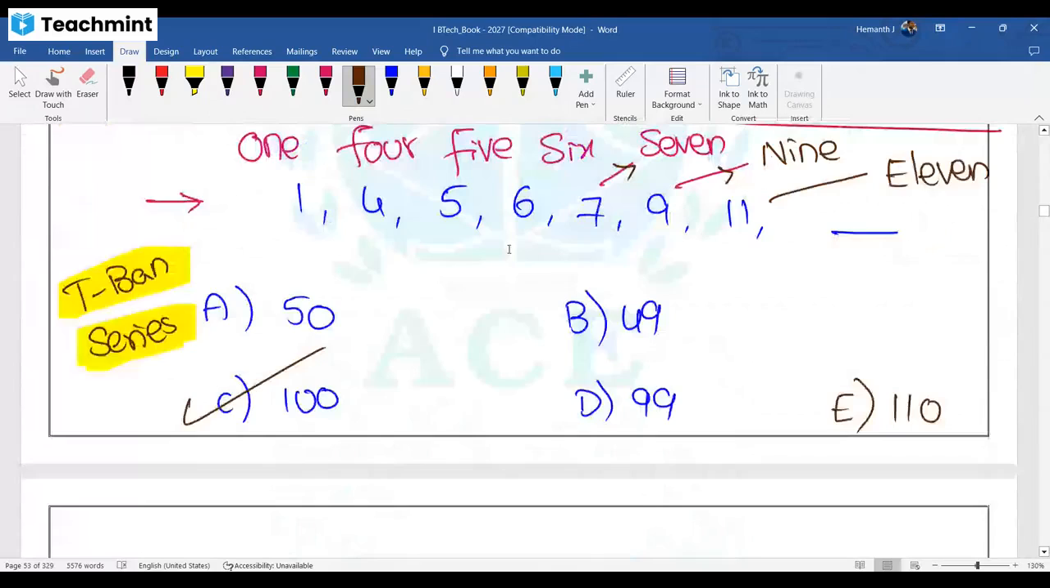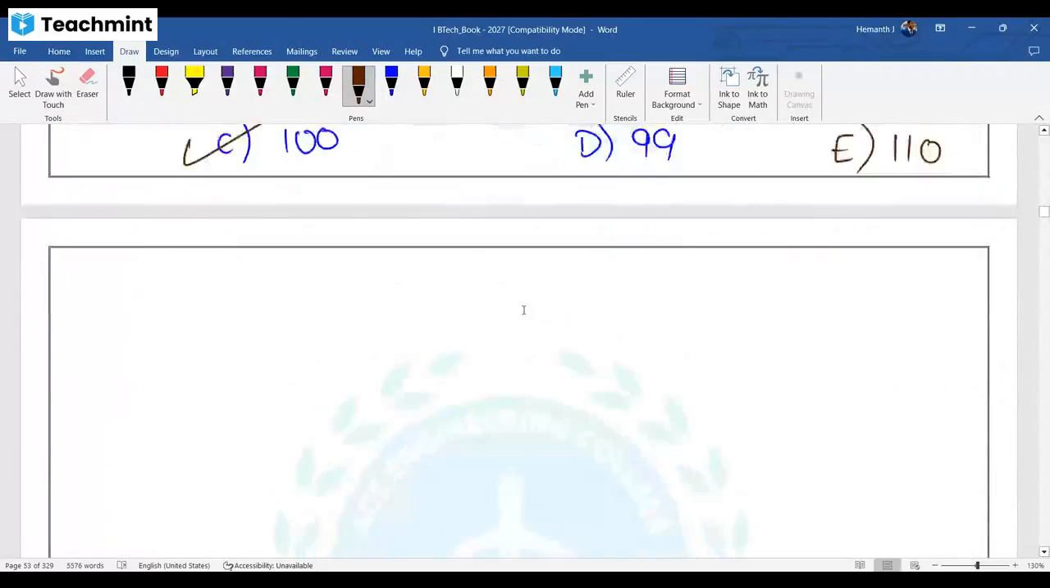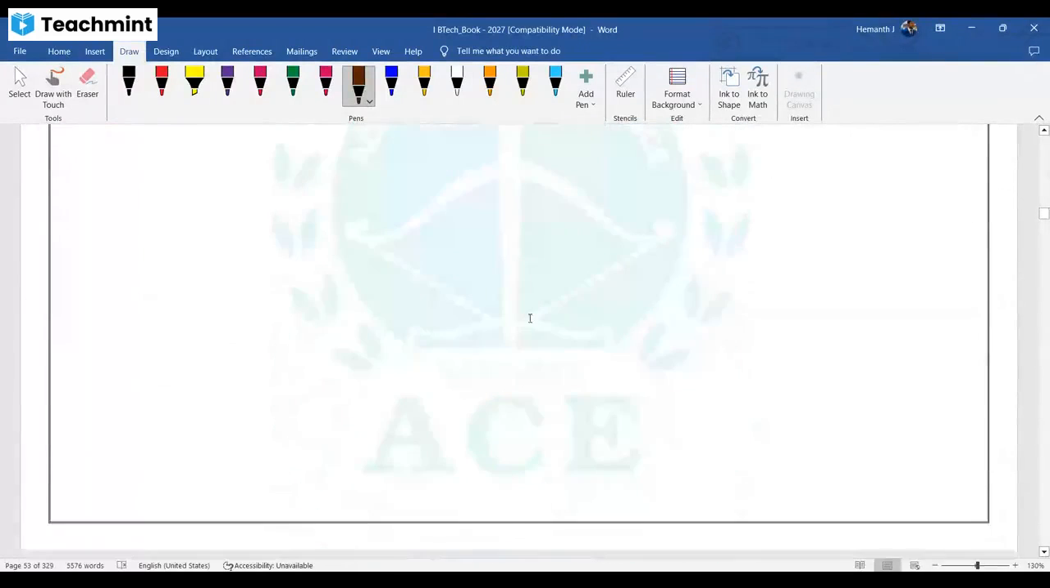T-band series. 100 is the answer. Remaining all having the letter T. From 12 onwards, all are teen. 13, T. T will be there. T is involved after 12 onwards. Up to 99, T will be there. 100 is the one which is not having the letter T.